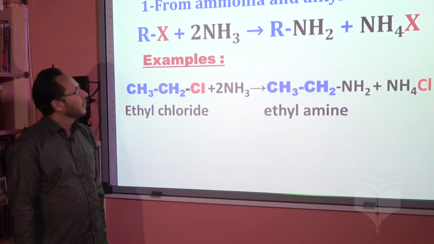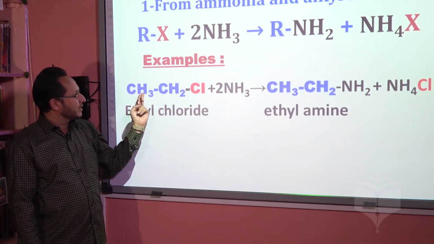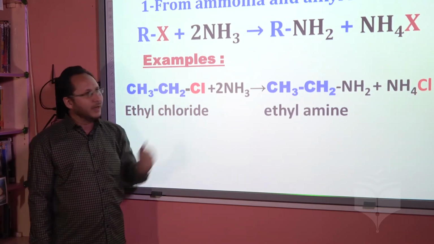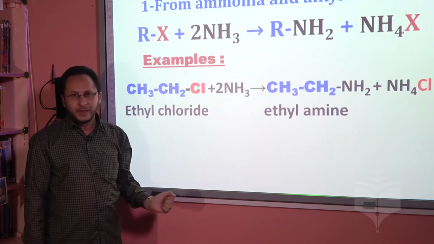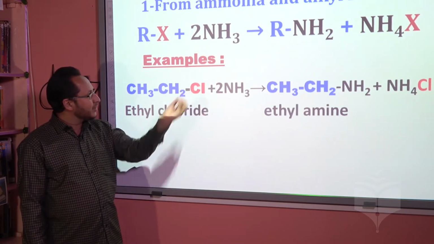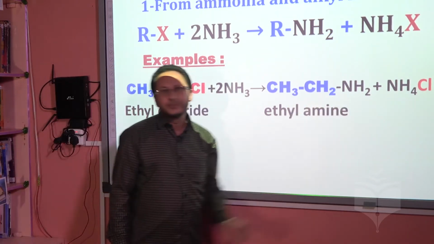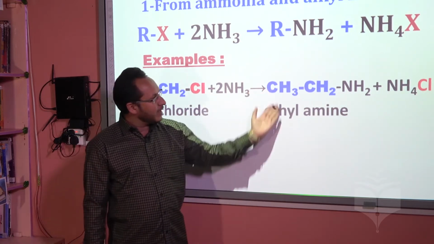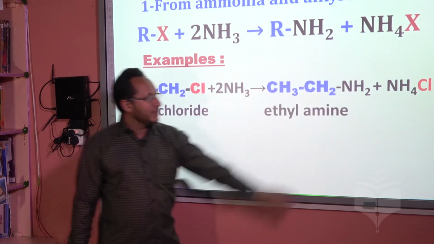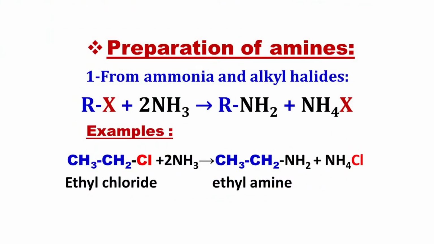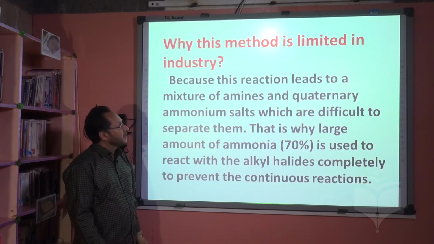Example for this one: I replace the alkyl group by CH3CH2, and I replace X by Cl. And this is ammonia. Now, the rule is just replace X, meaning Cl, by NH2. And you will get ethylamine, and this is ammonium chloride as a side product. Now, this is the first method.